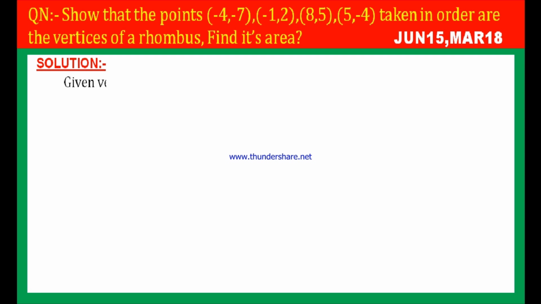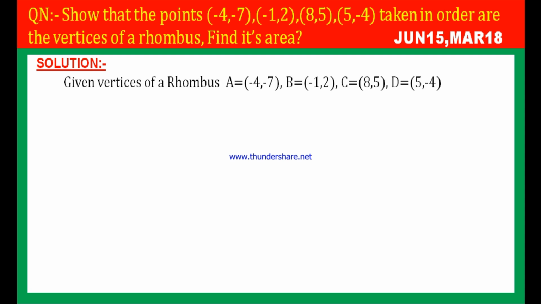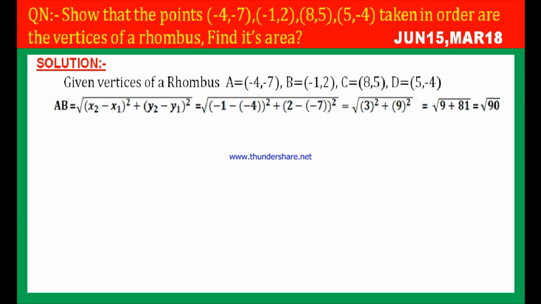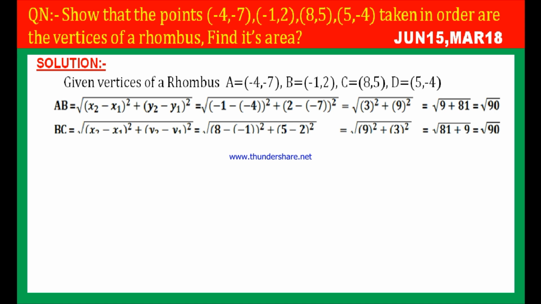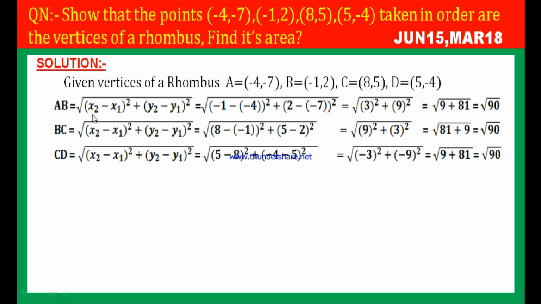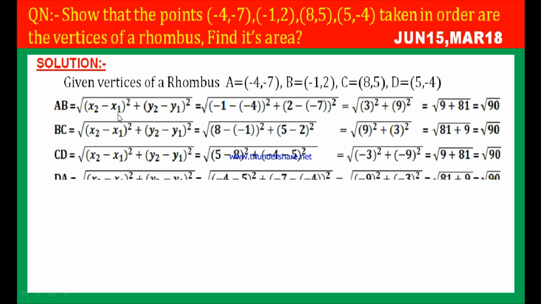Okay, anyhow, let us consider the given four vertices as A, B, C and D. The given vertices of the rhombus are A minus 4, minus 7, B minus 1, 2, C 8, 5 and D 5, minus 4. Now in order to prove it is a rhombus, let us prove that all the four sides are equal. Four sides means AB is the first side, BC is the second side, CD is the third side and DA is the fourth side. First of all, let us find the side AB, which is nothing but the distance between the vertices A and B. Root over x2 minus x1 whole square plus y2 minus y1 whole square.